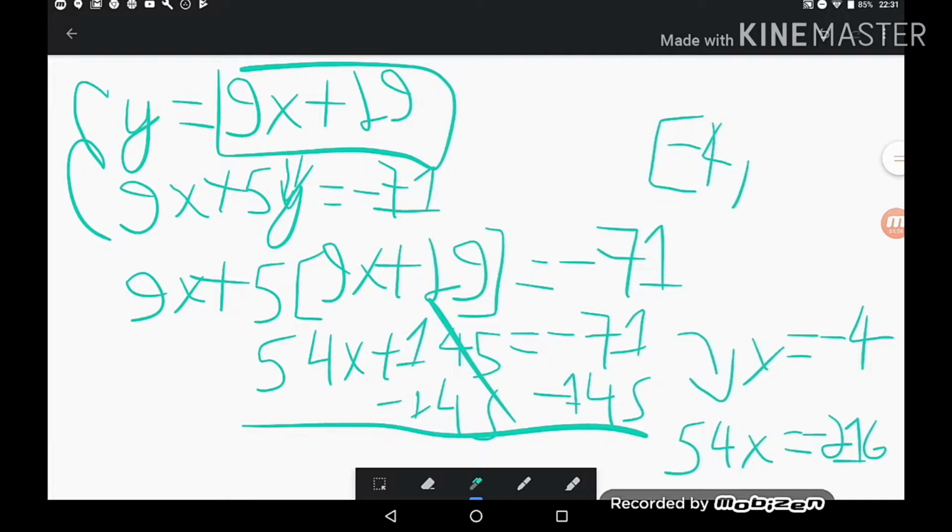And so you plug that negative 4 back into the top equation first to make sure that is correct. So 9 times negative 4 is negative 36. Negative 36 plus 29 gives you negative 7. So y equals negative 7.